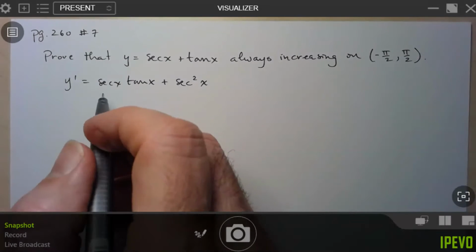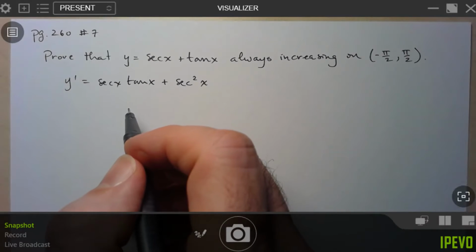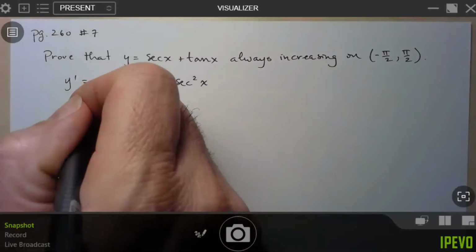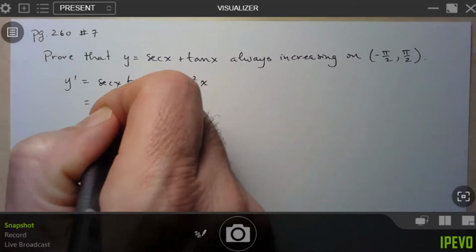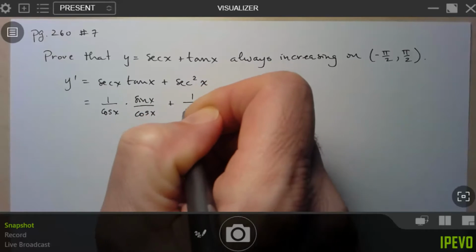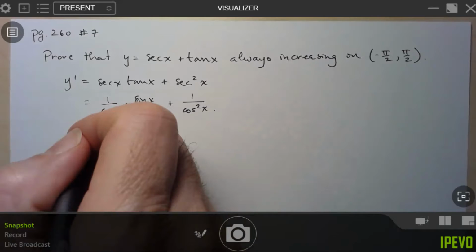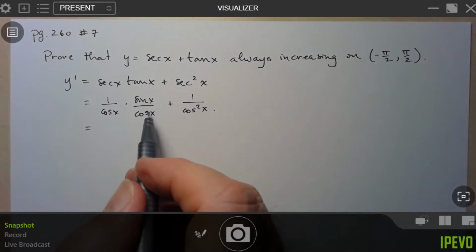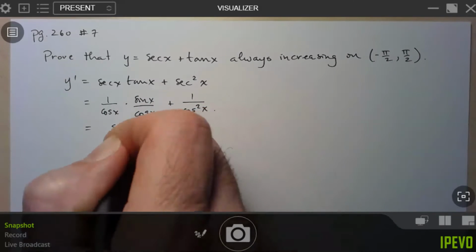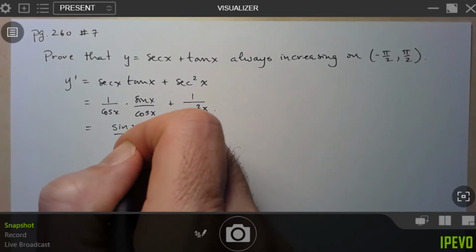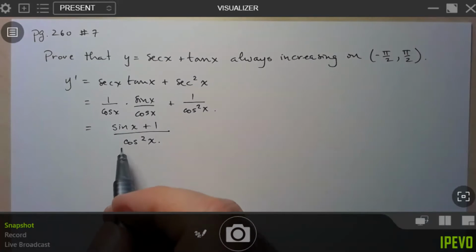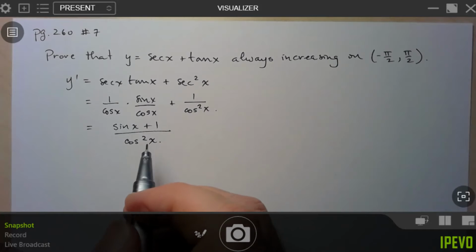Now, what I would suggest at this point is to turn everything back into sine and cosine because we have a lot more experience solving equations and working with sine and cosine. So let's see what happens here. So we've got 1 over cos x times sine x over cos x plus 1 over cos squared x. And actually that works out pretty nicely because we have sine x over cos squared x plus 1 over cos squared x. So same denominator, I can just add very easily. All right. So I notice that the denominator is always positive as long as cos x is not 0.